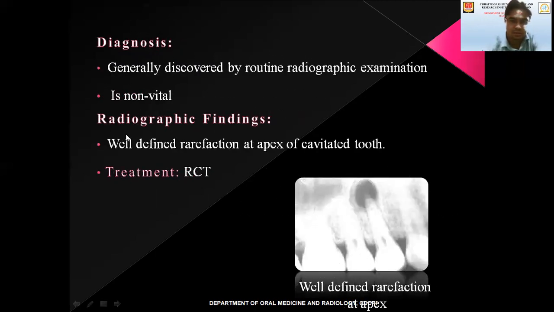Then how do we diagnose this? Normally there is no pain, so it will be diagnosed mostly on the radiographic examination, and tooth will be non-vital. So if we take a radiograph of the affected tooth, we can see there is a well-defined rarefaction at the apex, which is less than 1.6 centimeter in diameter. So if it is a well-defined radiolucent lesion at the periapex of a tooth, and tooth is non-vital, it is a case of periapical granuloma. Treatment again will be RCT or root canal treatment.